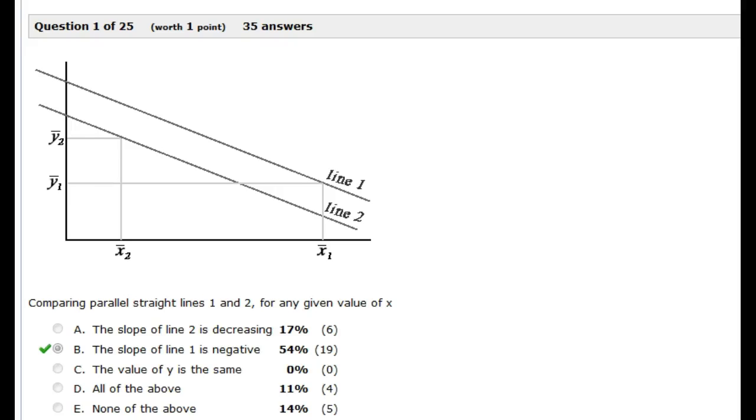Hi, I thought I would go over some of the homework questions with you because a few of you had some difficulty. So let's just run through these.